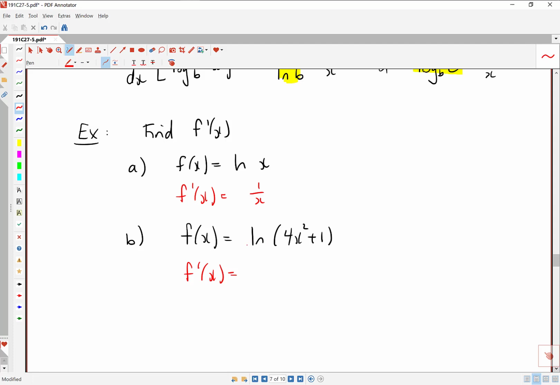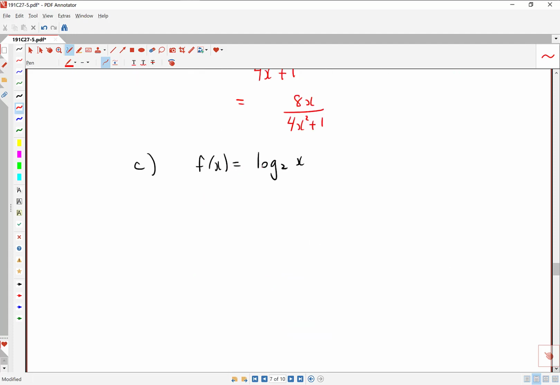Well, the outside function is the ln function. And the derivative of the ln function is just, you go 1 over whatever your inside function is. And then according to the chain rule, we need to multiply by the derivative of that inside function. So multiply it by 8x, because we've got something more complicated than just an x as our inside function. So our final answer would probably be written as 8x over 4x squared plus 1.